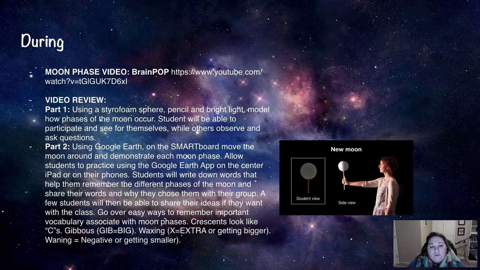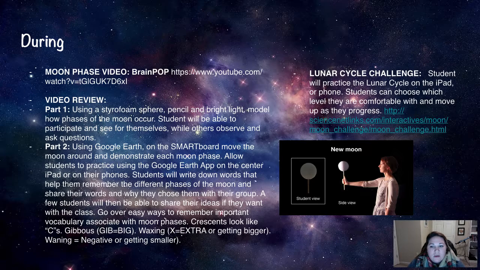After they do those two activities, they can do the lunar cycle challenge. The students can practice the lunar cycle on their iPad again or their iPhone. It's a quick game with the link here, and I could do that with a QR code. And they pretty much have to go in and look at the lunar cycle and pick which phase would fit into the different spots. So they practice it and they can go at their own pace with that one.